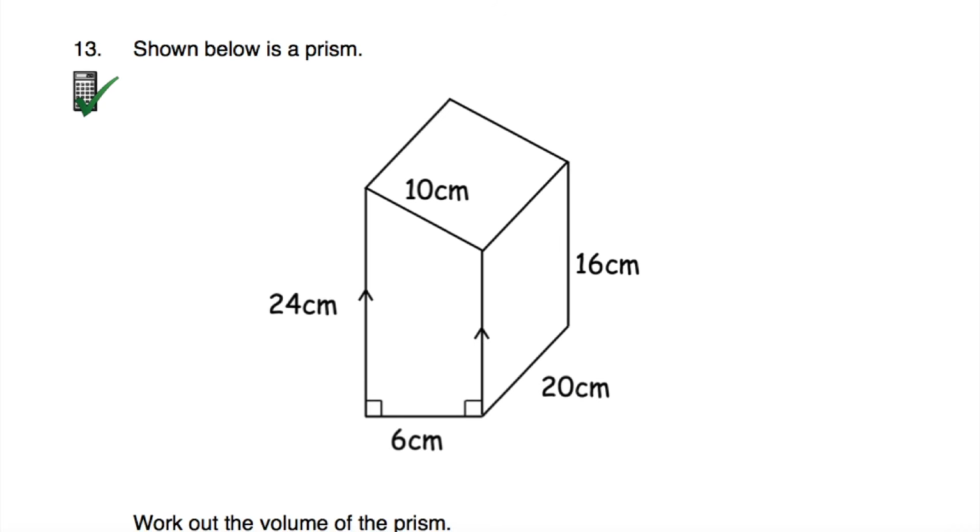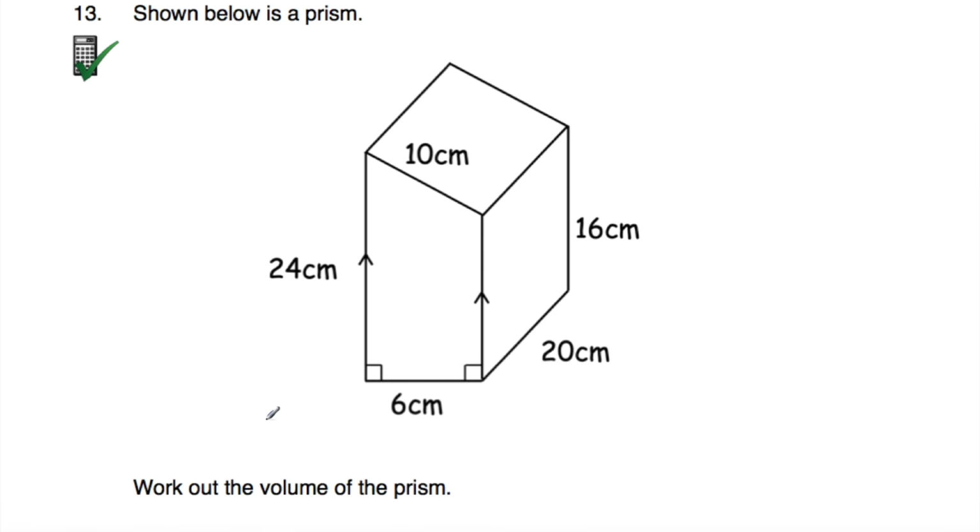Okay, let's have a look at our next question, question number 13. We've got this prism, and we've been asked to find the volume of the prism. It's a trapezoid prism. We've got this trapezium at the front of the prism.